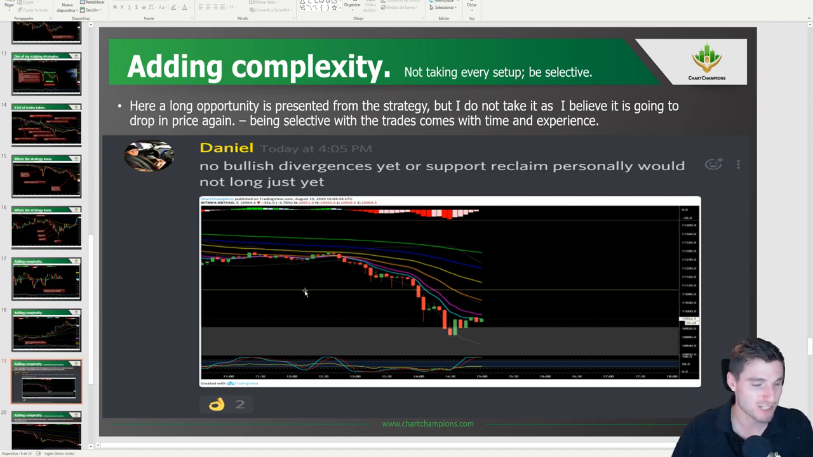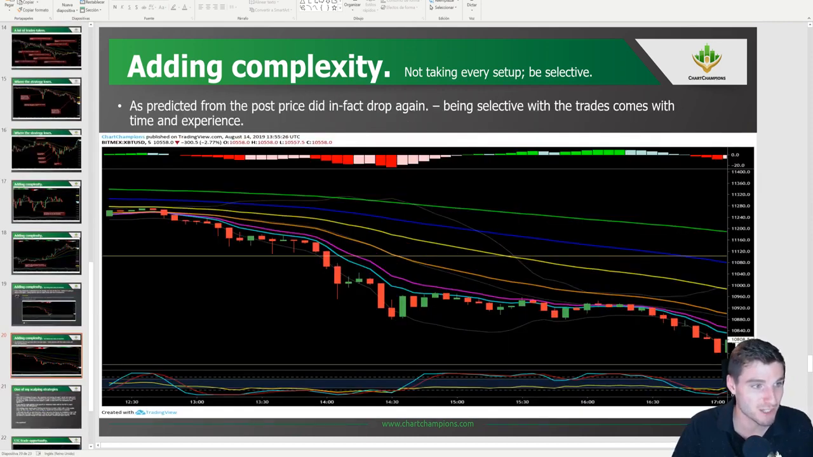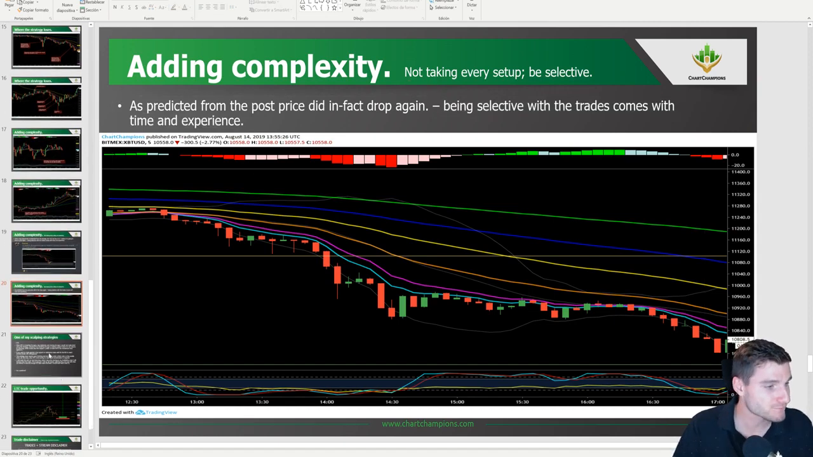And this was just a nice example that I found yesterday while making this slideshow, because I put this together yesterday. This was an example where most people are going to be looking to long this, and I just wanted to give an example of how, just because it closed here, I felt it was going to drop again, and obviously it did drop again. So this is as predicted from the post. Price in fact did drop again, and that's when it comes to being selective with the trades, it comes with just time and experience.